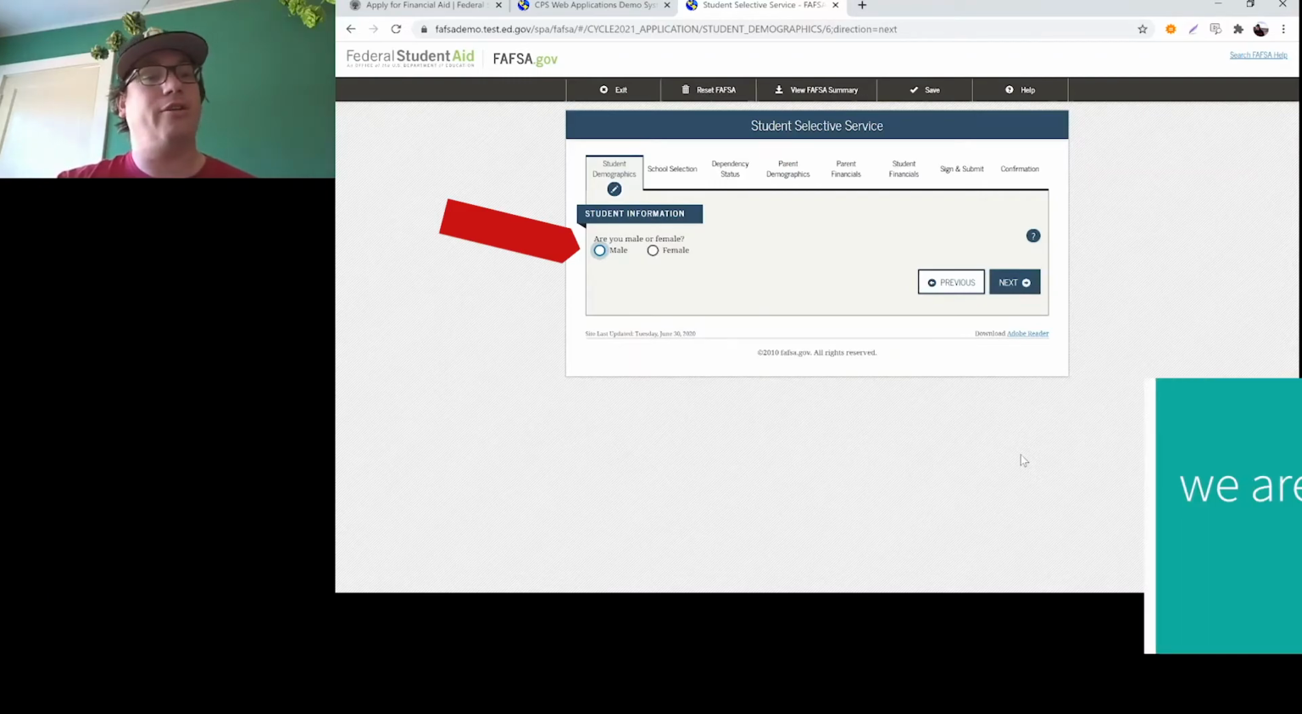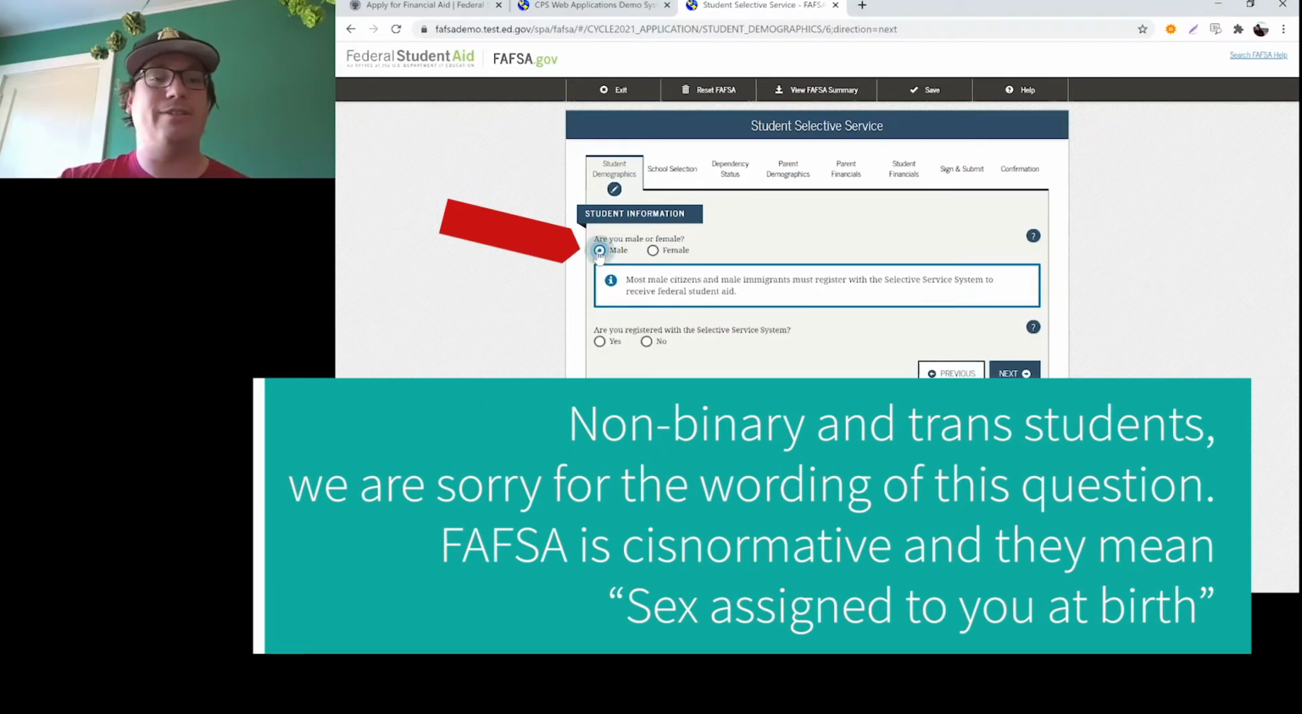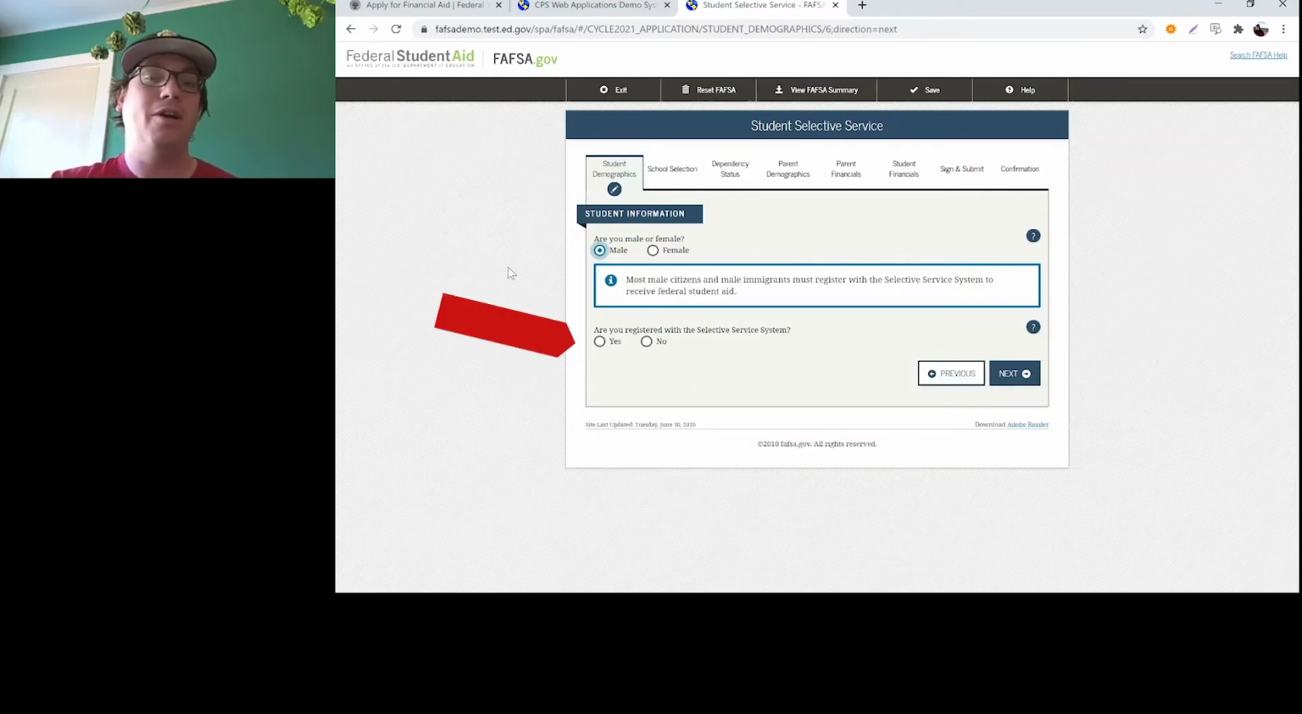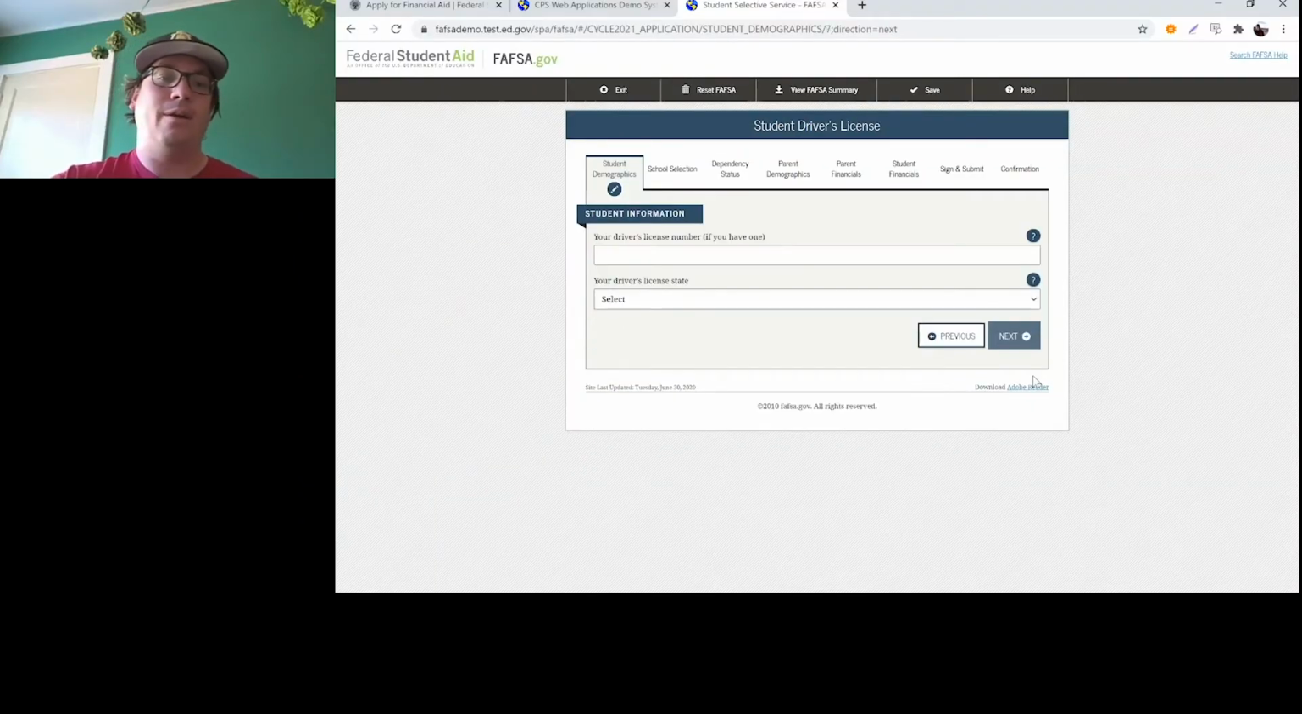Go next. Another question. Answer this however you feel comfortable. I chose male here. Males are required to answer this next question. Are you registered with the Selective Service System in the United States? Male identifying person turns 18. They are required to register with the Selective Service System. That means if we ever instituted a military draft again, you would be eligible to be drafted. You have to do this when you turn 18 in the U.S. Write your congressperson. We go next.